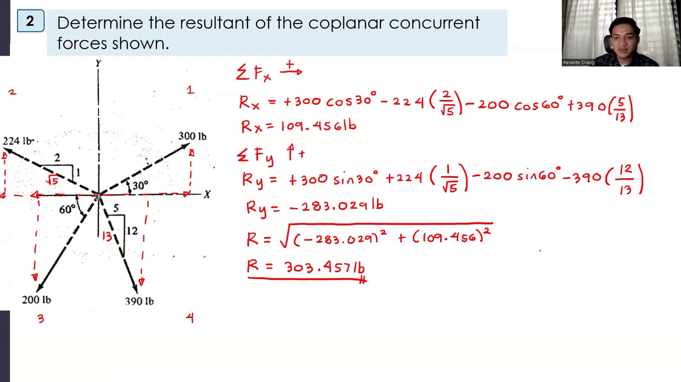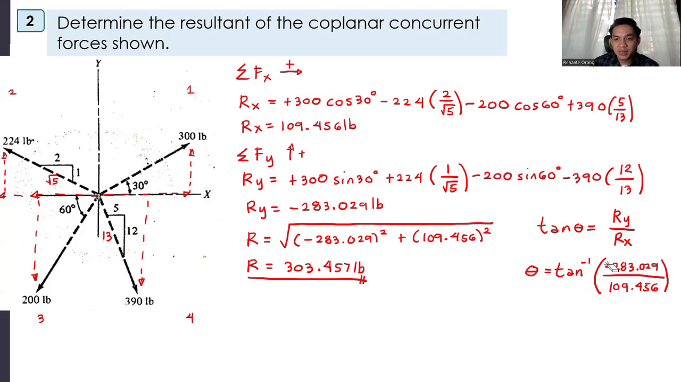Of course, we need our direction, so that is our angle theta. Tangent of theta is equivalent to our Ry divided by our Rx. So angle theta is equivalent to tangent raised to negative 1 of our Ry, which is negative 283.029, divided by our Rx, which is 109.456.